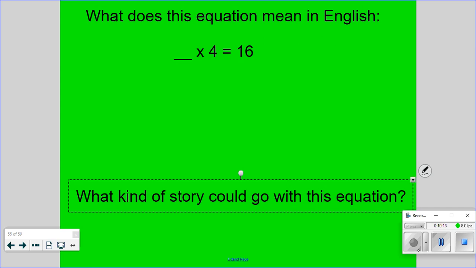Now I've got box times 4 equals 16. Go ahead and write that. It can either be half-new page if you have room, or new page. First, we need to talk about what does that even mean in English. Title. You don't need to write the title. If you want to write the title, you can. But I just need the equation. All right, Tenley. What does that mean?